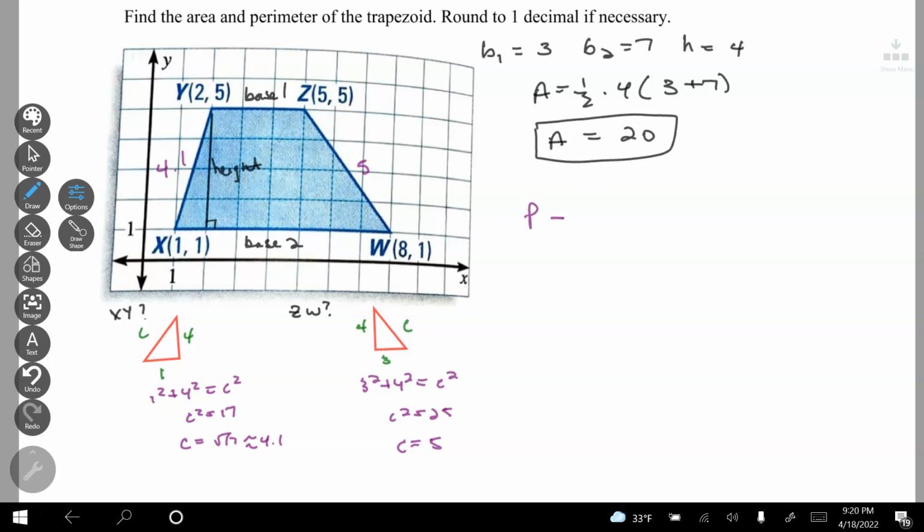And when I want to do the perimeter, I'm just going to add up the four sides. So I have base 1 is 3, base 2 is 7, the ZW side is 5, and the XY side is 4.1. So my perimeter is 19.1 for this whole trapezoid.